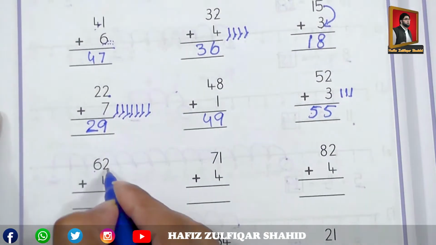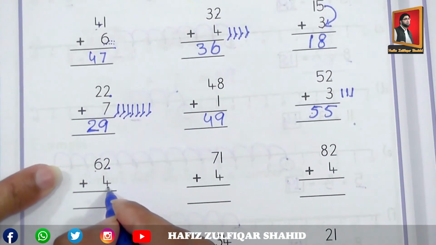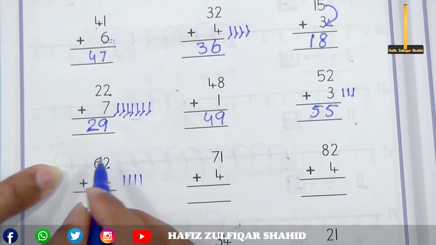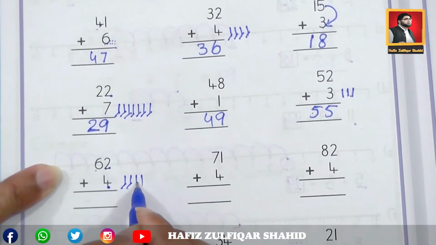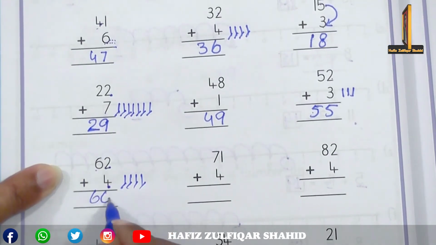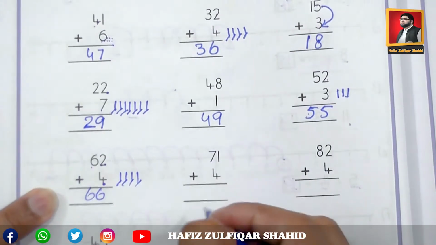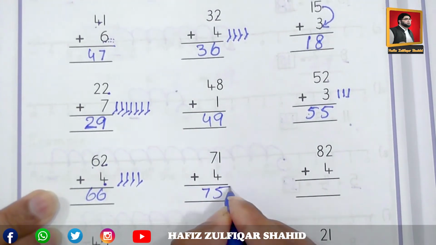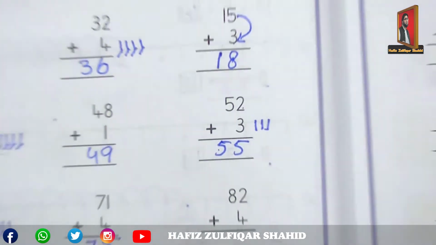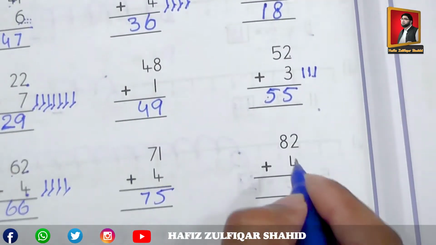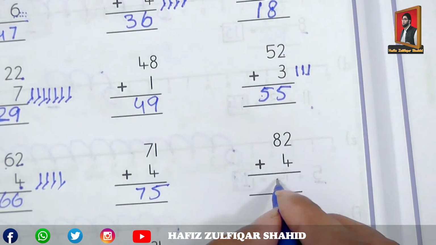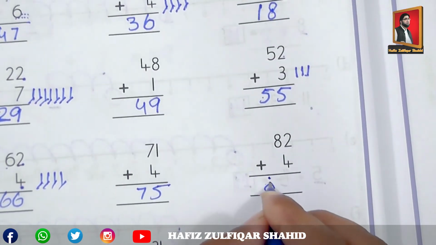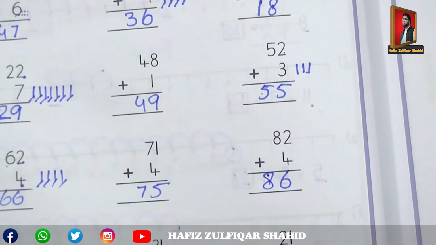The other one, 62, count 4 more in 62. Draw 4 lines. Now count 62, 63, 64, 65 and 66. With the same process, count 4 more in 71, 75 will be the answer. Next, 82, add 4 more in 82, answer is 86.